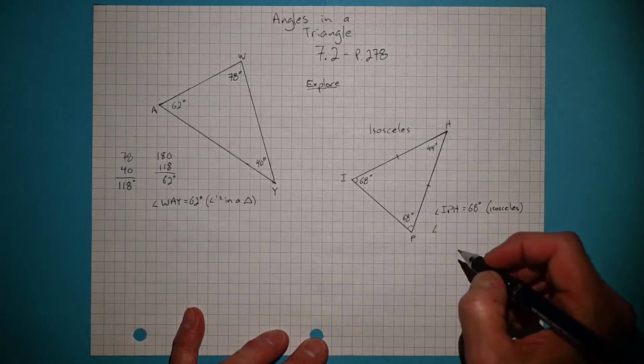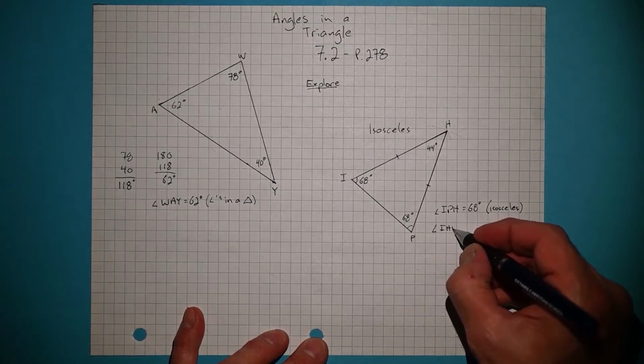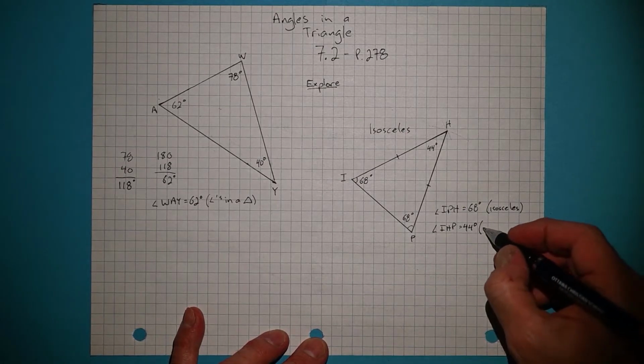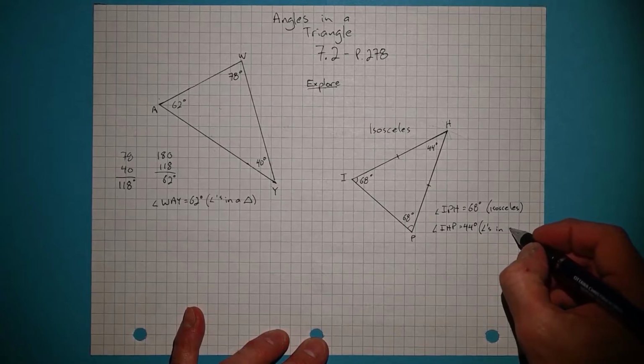And so I can say angle IHP equals 44 degrees. And again, that is because of angles in a triangle.